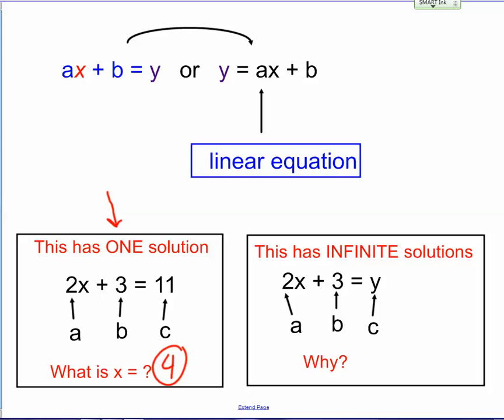Because numbers are infinite, I can forever choose any value from the set of real numbers for x. And when I double it and add 3, I will get y. So my value for y depends on what I put in for x. So x is my independent variable and y is my dependent variable when I graph that linear equation.